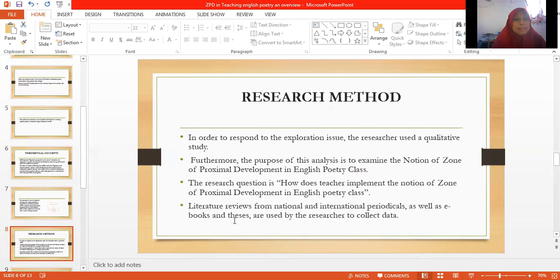In our research method, in order to respond to the exploration issue, we use qualitative studies. The purpose of this analysis is to examine the notion of zone of proximal development in English poetry class. The research question is, how does the teacher implement the notion of zone of proximal development in English poetry class? Literature reviews from national and international periodicals, as well as e-books and theses, are used by researchers to collect the data.